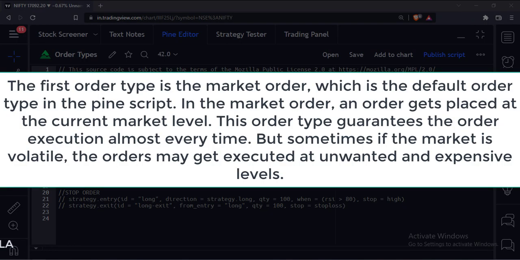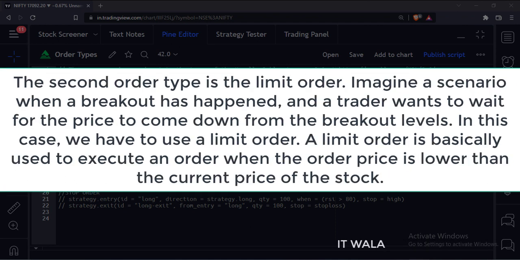The first order type is the market order, which is the default order type in Pine Script. In the market order, an order gets placed at the current market level. This order type guarantees the order execution almost every time. But sometimes, if the market is volatile, the orders may get executed at unwanted and expensive levels.